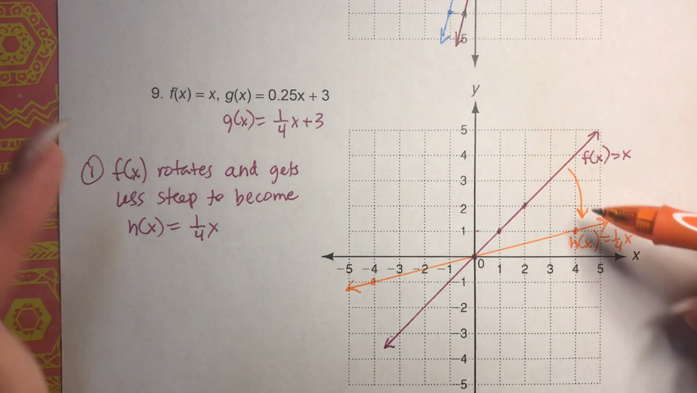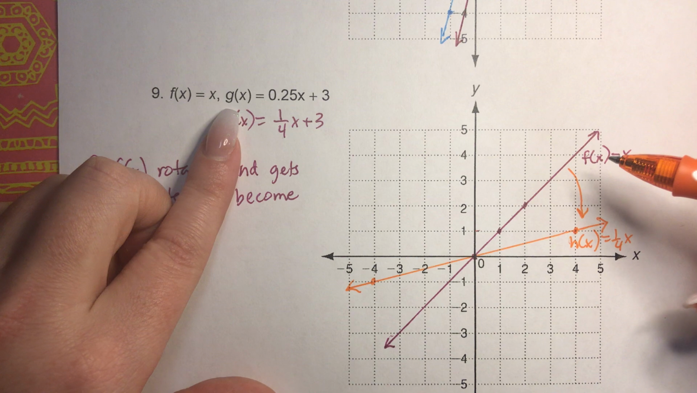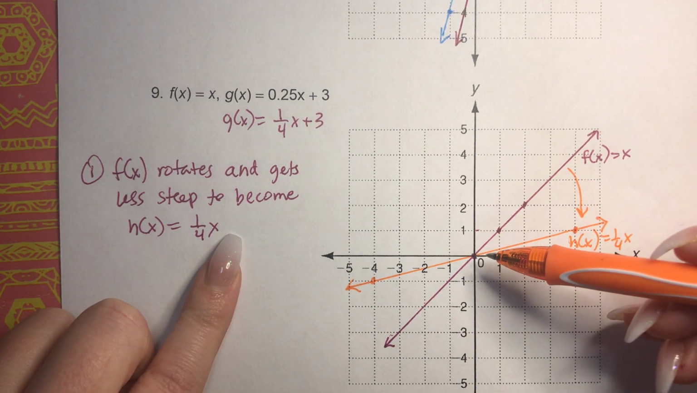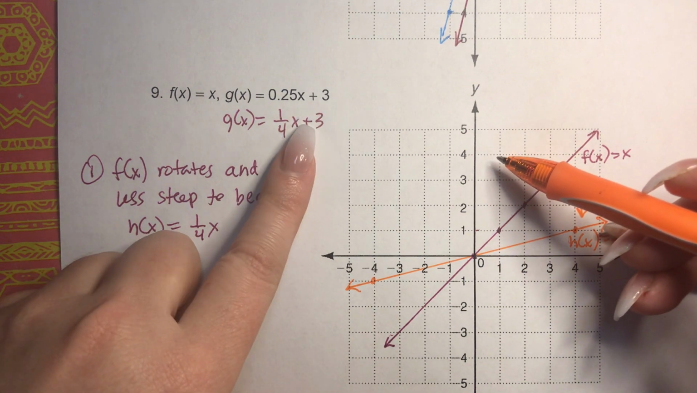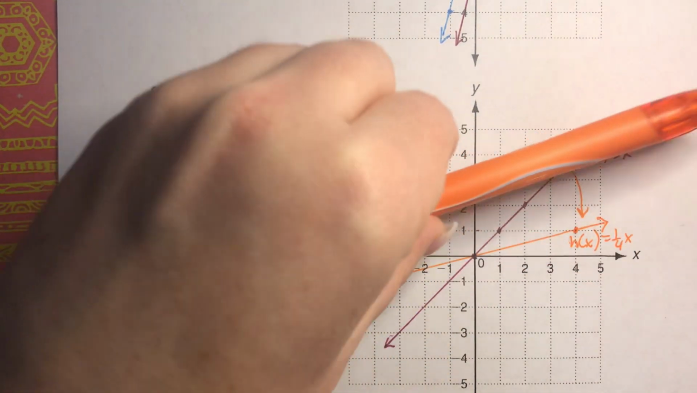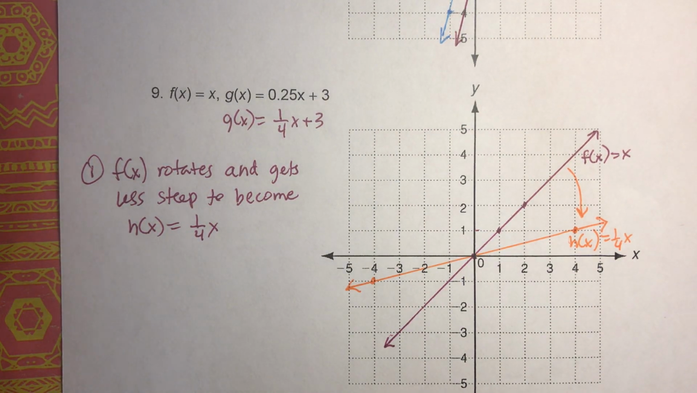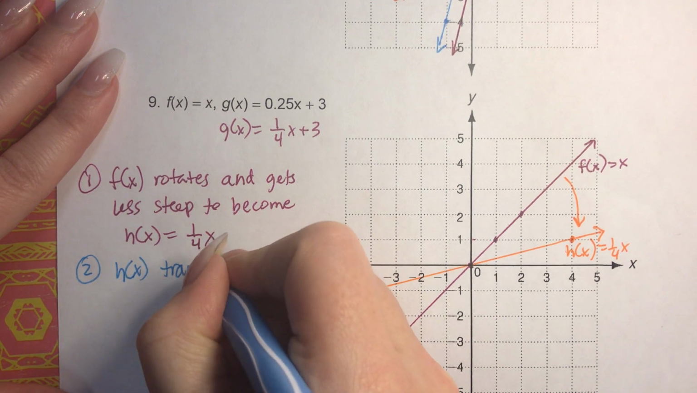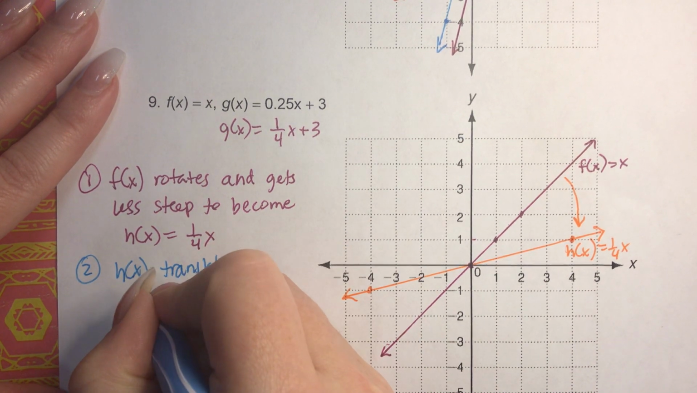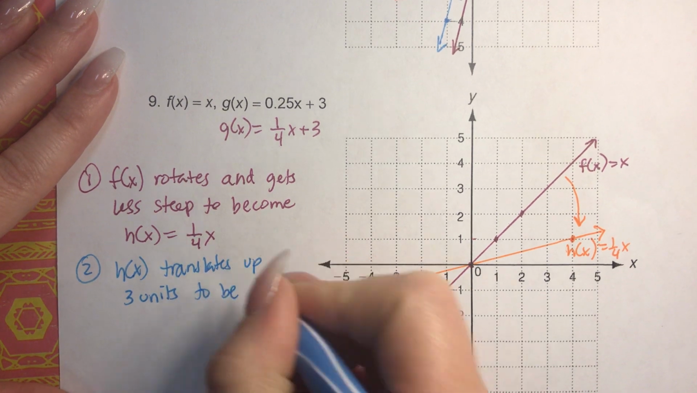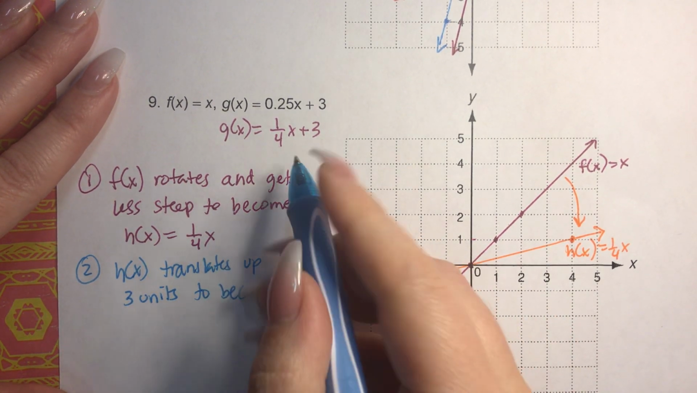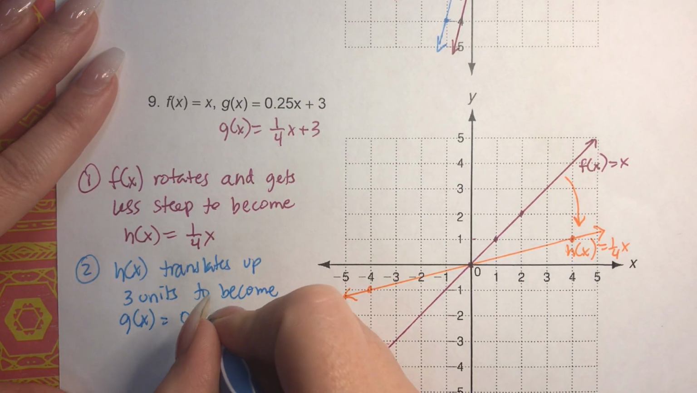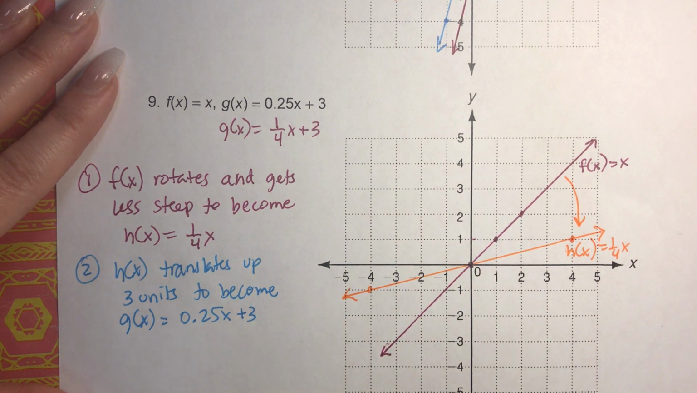And then what happens? Then we have to deal with that translation piece, right? So from here, the h of x, this is where we're at now. The y-intercept is 0, and then it moves to g of x, which is 3, which means it's going to translate up 3 units. So the second thing is that h of x translates up 3 units to become g of x, which is, and I'm going to use the original equation there, 0.25x plus 3. So then we're just going to graph it.